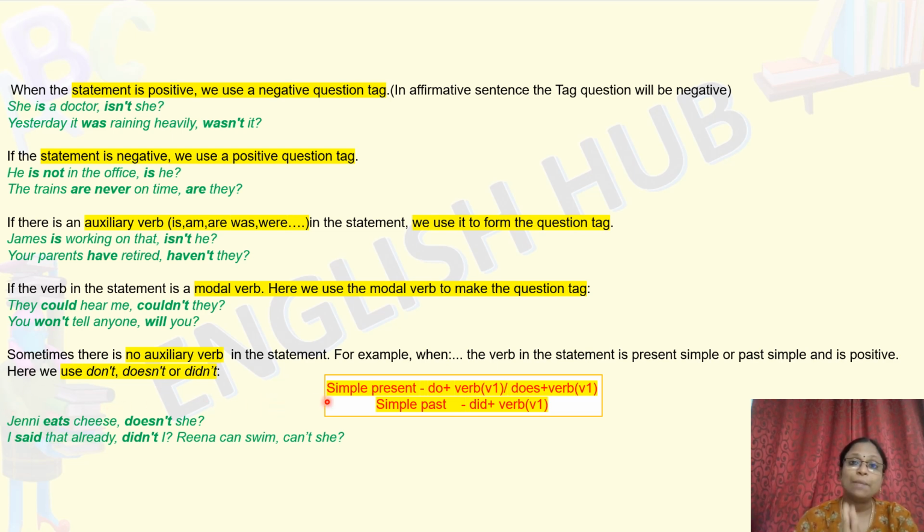For example, Deepa dances gracefully. Which is the main verb? Dances. And how can we split this into an auxiliary and the first form of the verb? Does plus dance. So the tag is doesn't she?